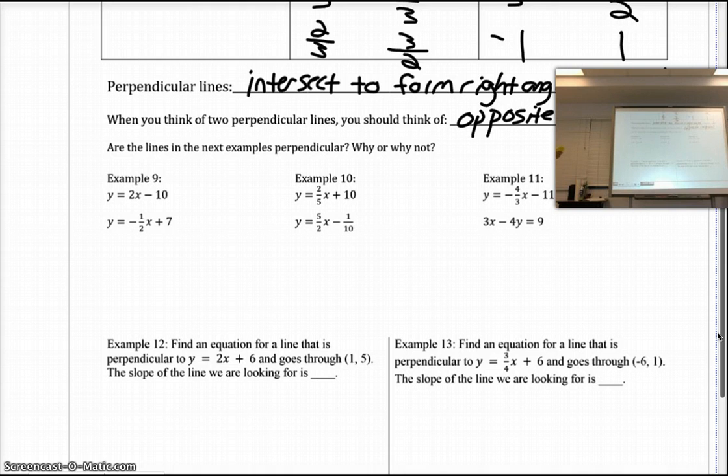Number 9. Remember, we want to know if it's perpendicular. I'm going to look at the slope. The slope of this one's 2. The slope of this one's -1/2. Are they perpendicular? Yes, because they're opposite reciprocals. So yes, they are perpendicular. What about number 10? No, why not? Right, it's the reciprocal, but the sign didn't change. So this one's no. And what about example 11? You need to change the second equation to what? y equals mx plus b form.